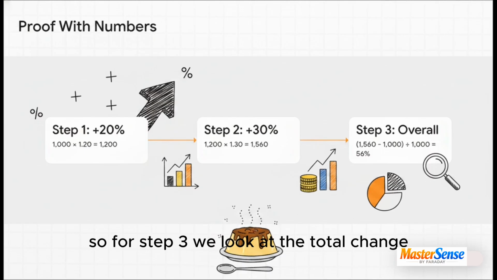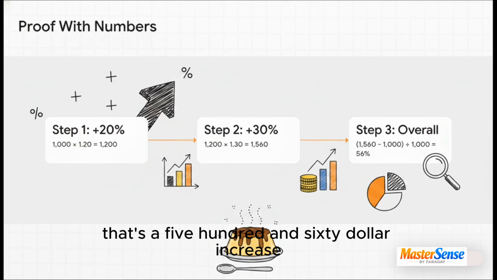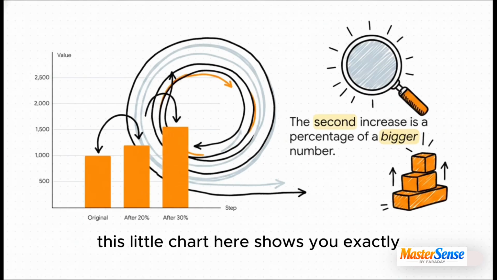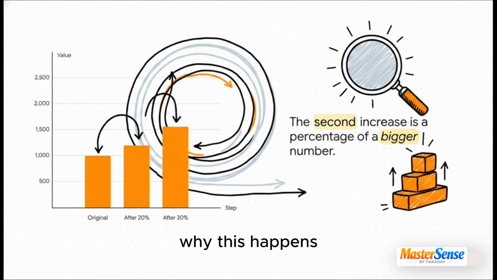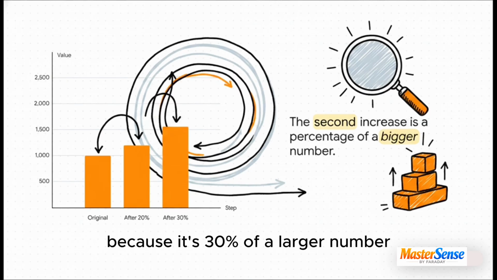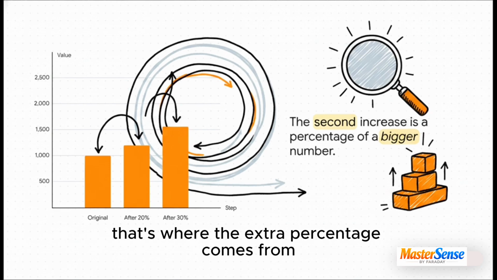So for step 3, we look at the total change. We went from $1,000 to $1,560. That's a $560 increase on an original price of $1,000. That is exactly 56%. It works perfectly. This little chart here shows you exactly why this happens. You can see that second jump, the 30% one, is bigger. Why? Because it's 30% of a larger number. It's acting on the $1,200, not the original $1,000. That's where the extra percentage comes from.